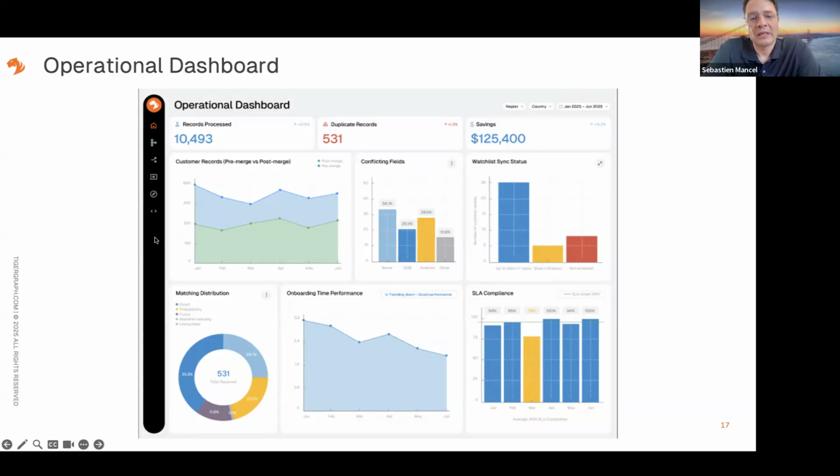Below the dashboard highlights and the KPIs, some of the most relevant operational insights are laid out, such as how much redundancy was eliminated, where conflicting data fields still need review, and whether watchlist screenings are up to date. Now, the takeaway here is that TigerGraph doesn't just resolve data in the background, it makes the entire process transparent, measurable, and auditable. And that's essential for compliance, efficiency, but ultimately also trust.